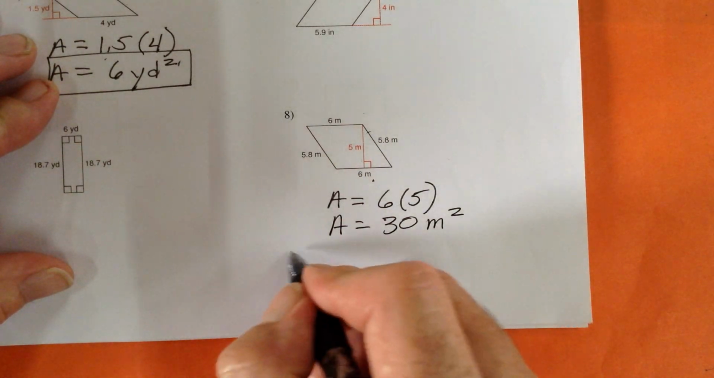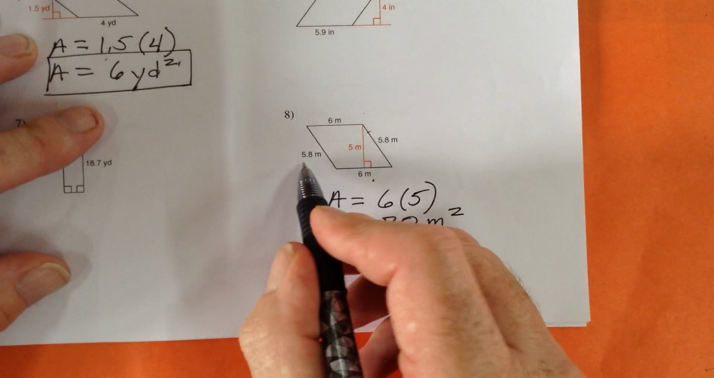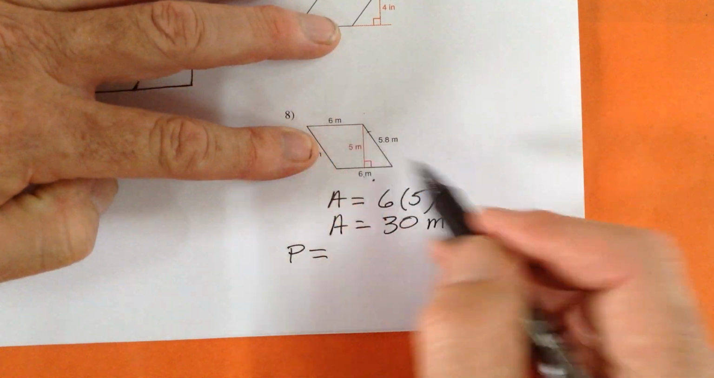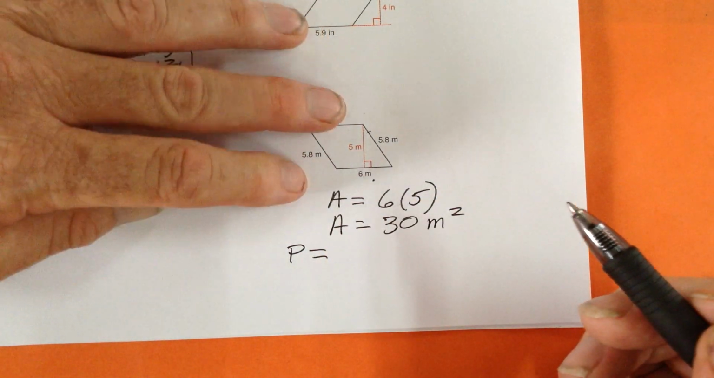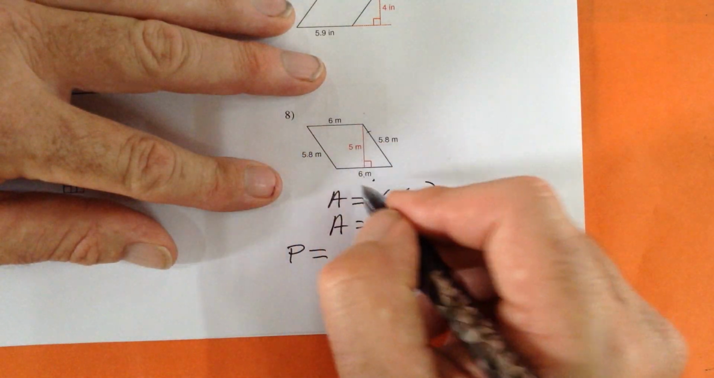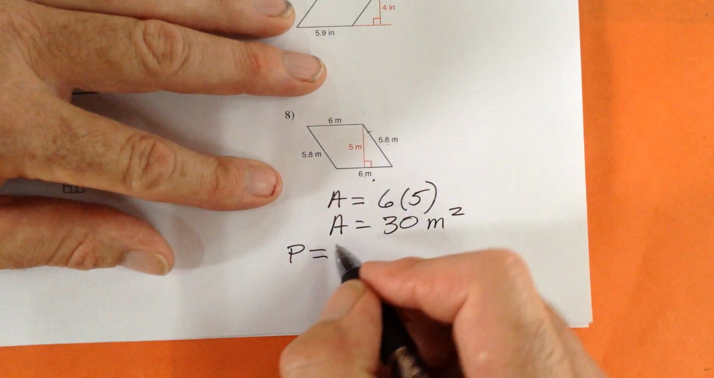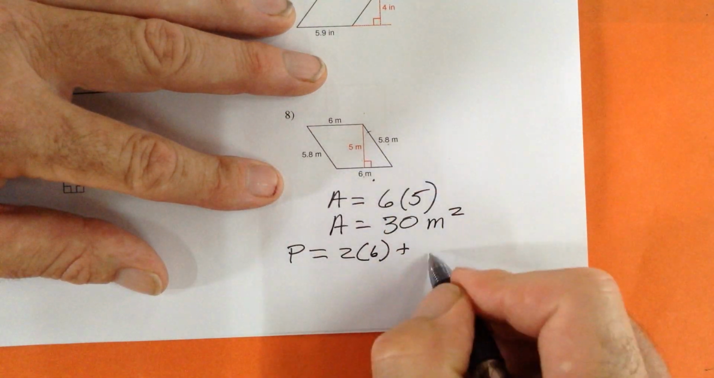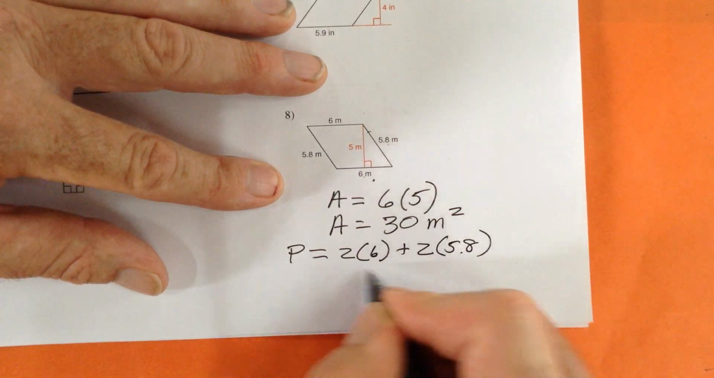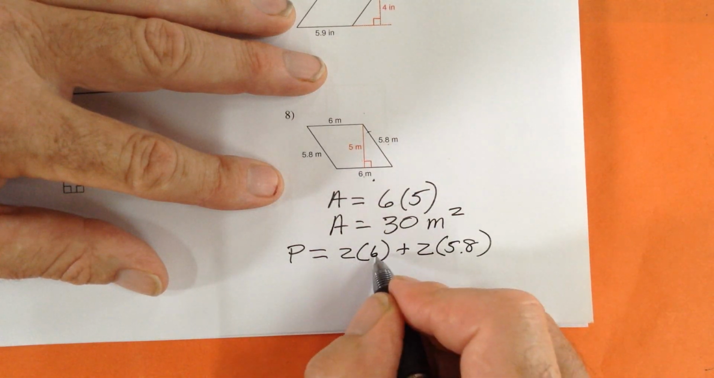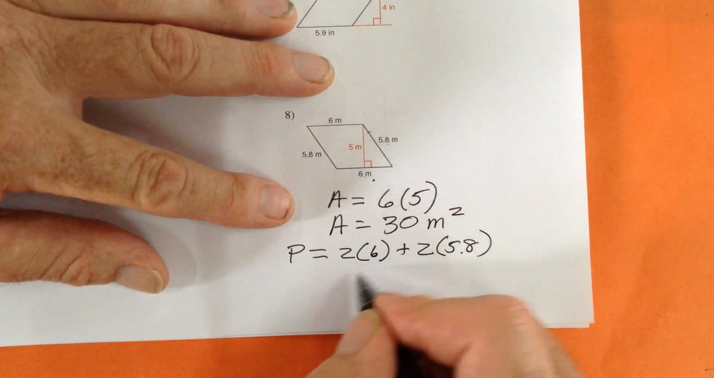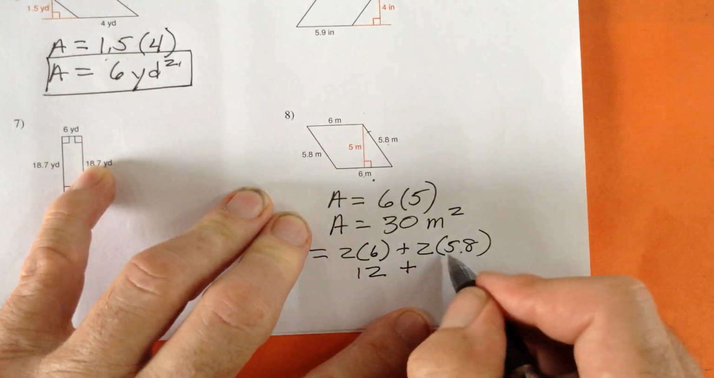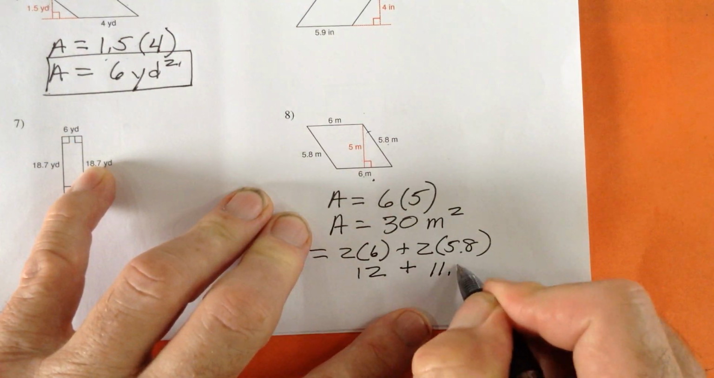So if they ask for the perimeter, you can do it on this one, because even if they didn't give you these two sides, you know this is going to be 6 and this one's going to be 5.8. So here you could go 6 plus 6 plus 5.8 plus 5.8, or you can go 2 times 6 plus the two 5.8s. So 2 times 6 is 12, or 6 plus 6 is 12, plus 5.8 plus 5.8, or 2 times 5.8, is going to be 11.6.